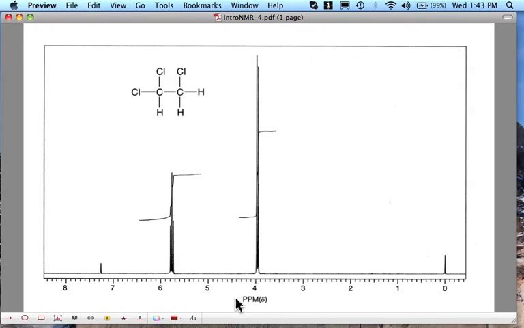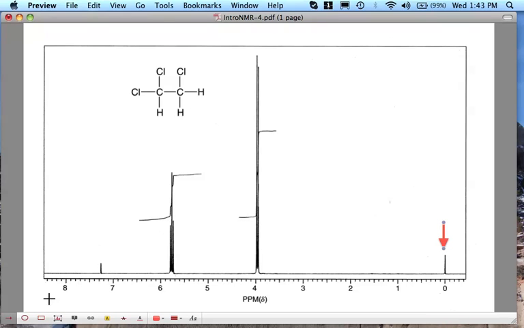That parts per million is due to the fact that we're referencing relative to some standard signal. By the way, this axis is sometimes referred to as chemical shift. So this signal at 0 parts per million is due to tetramethylsilane, which is the standard that's normally used for NMR. So I'm going to go ahead and put a little arrow.